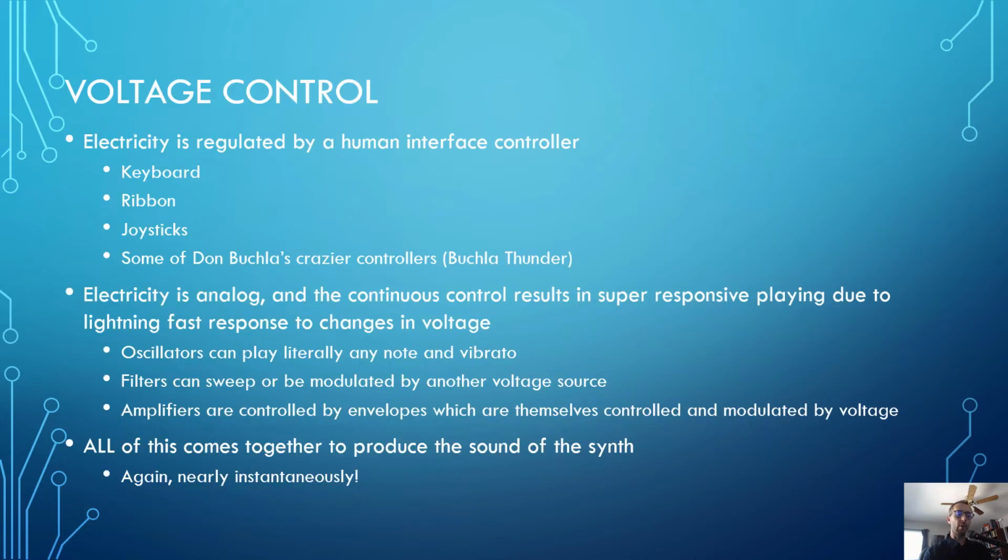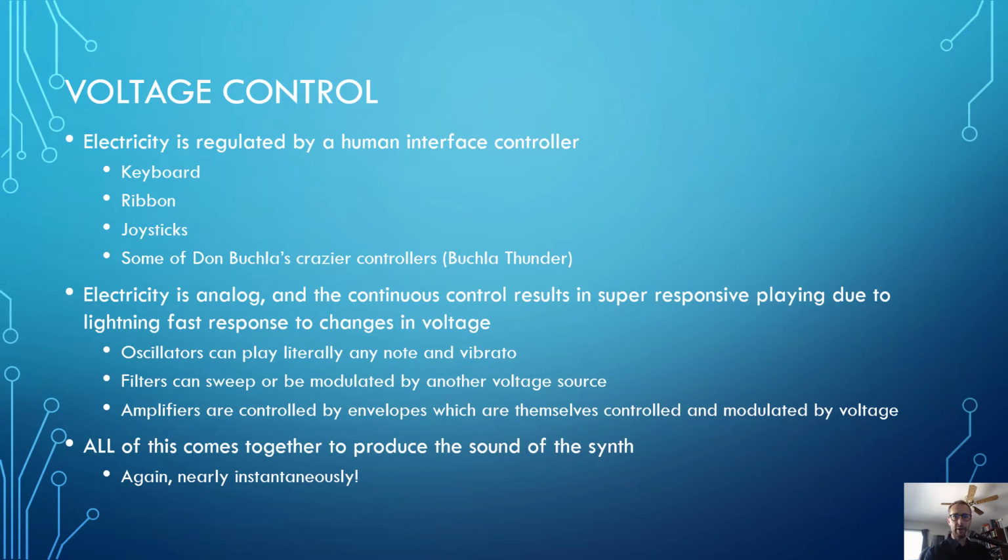With voltage control, everything is controlled by electricity, regulated by a human interface controller. Traditionally, this is a piano-style keyboard, but it could also be a ribbon. It could be a joystick, or in the case of Don Buchla, you could get some crazier things like the Thunder controller.